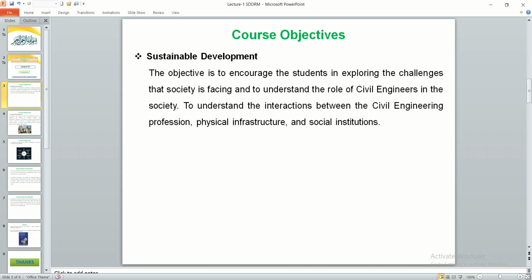So in sustainable development, a civil engineer should be able to solve the problems of the community and of the society, and understand how civil engineering as a profession is related to physical infrastructure and social institutions. You will learn this completely, and your concept should be clear after learning this subject, because the civil engineer plays a very important role in coping with the problems faced by society in terms of development.